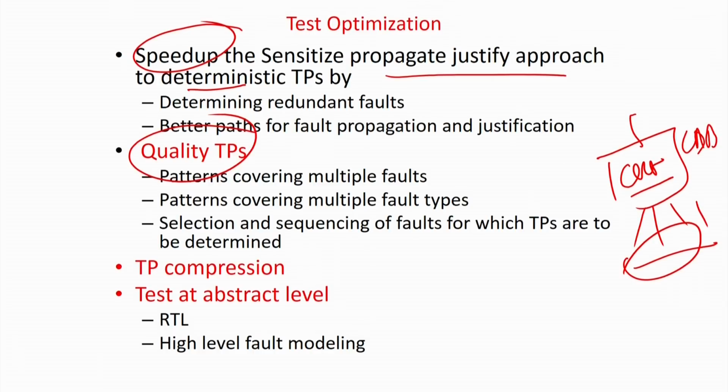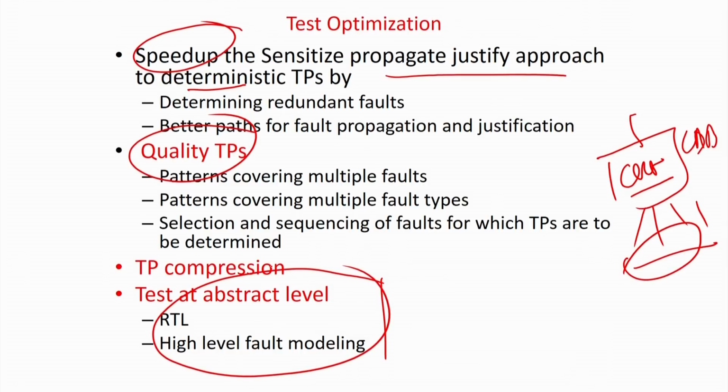Finally, there are other ways of optimization, because I want to compress the test patterns so that I do not have to use too much of the testers' power. Then again, as I told you, if we do everything at the gate level, things are not going to scale up when you are going for high level implementations like NoCs and SoCs. So we will talk about everything at a higher level of abstraction.